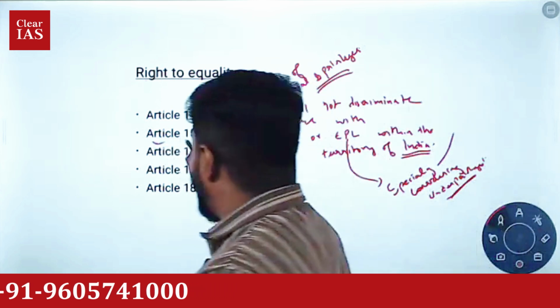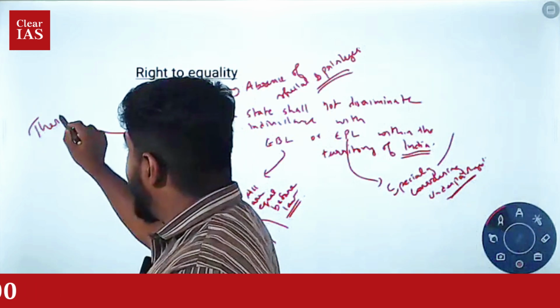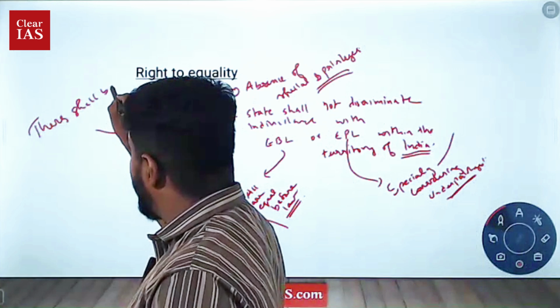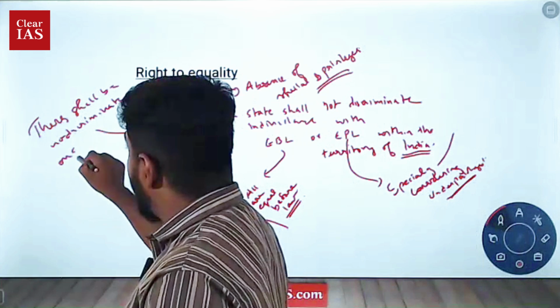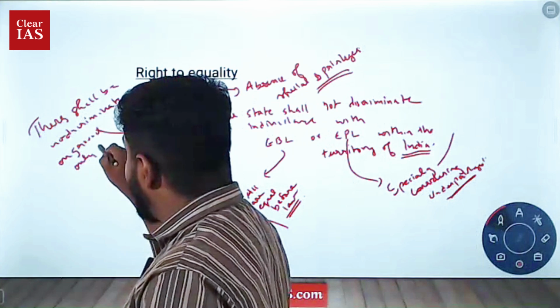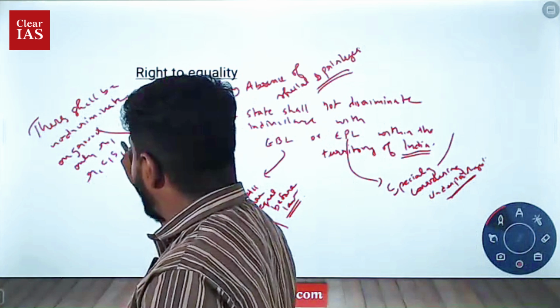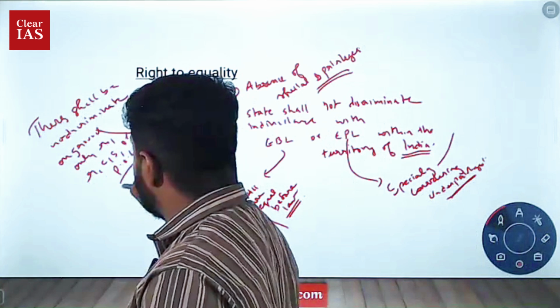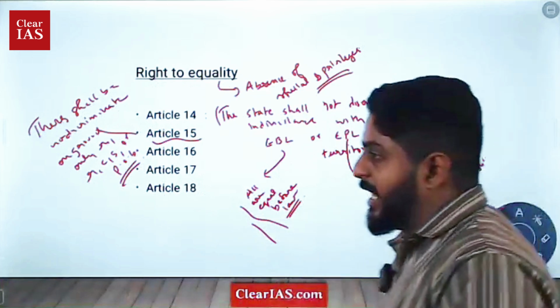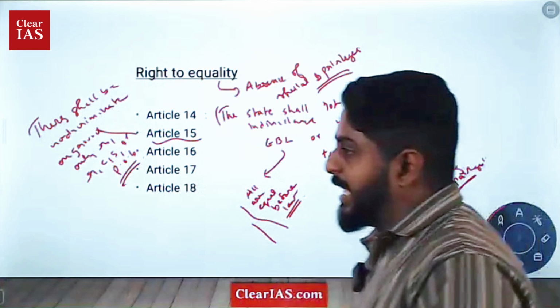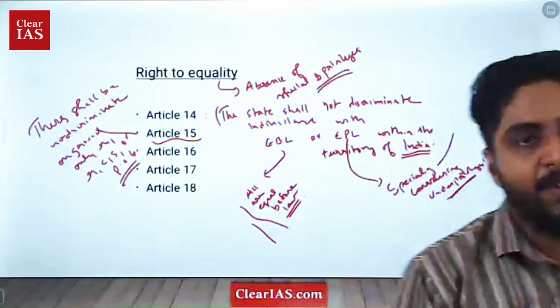Very good. Article number 15 says there shall be no discrimination on grounds only of religion, race, caste, sex, or place of birth. This is what article number 15 says for the citizens of India.